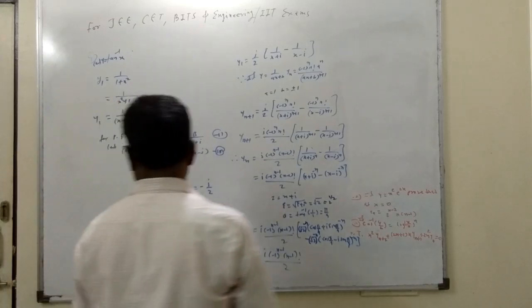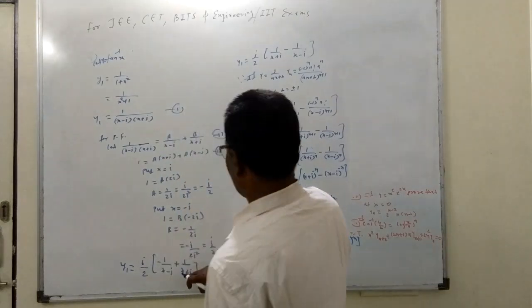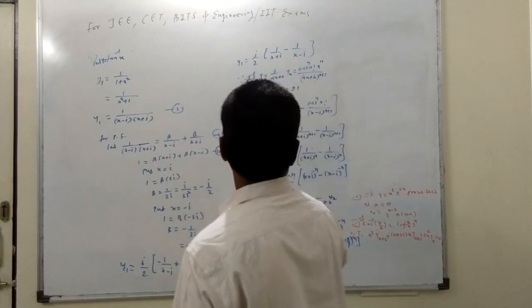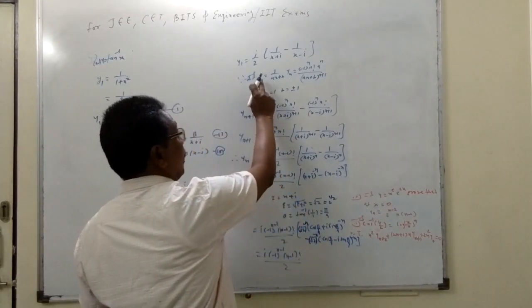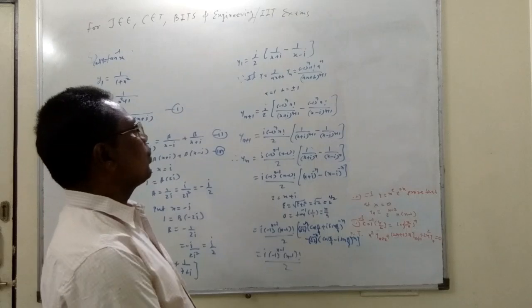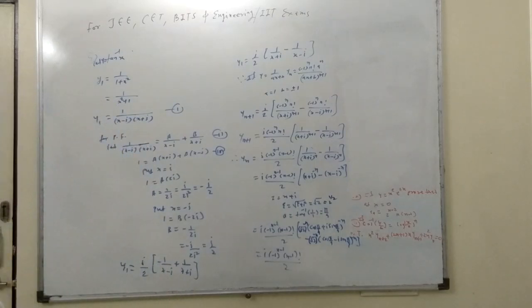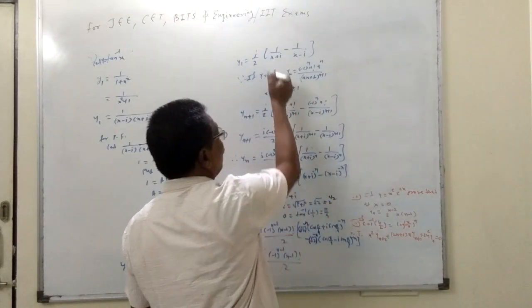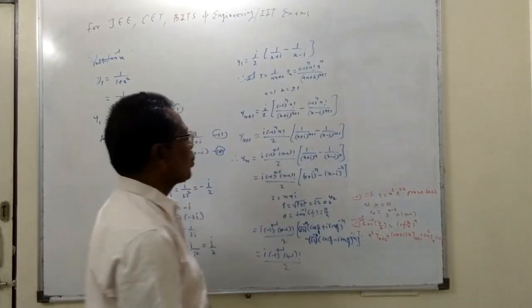So y1 is equal to i by 2 into bracket, positive term we will write first, so 1 upon x plus i, minus 1 upon x minus i. Now you know this formula: if y is equal to 1 upon x plus b, the derivative formula is yn equal to minus 1 raised to n factorial a raised to n divided by x plus b raised to n plus 1. Now here, comparatively, a is equal to 1, b is equal to plus or minus i.